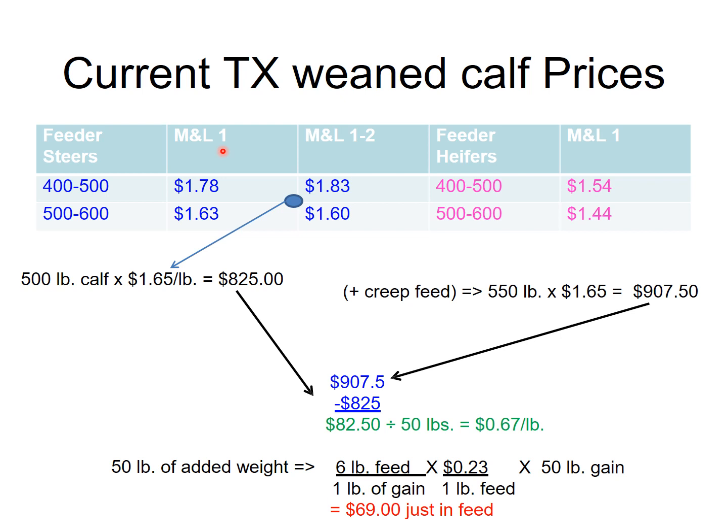So I just pulled this market report off the internet. So medium and large frame number 1 steers weighing 400 to 500 brought $1.78. 500 to 600 brought $1.63.